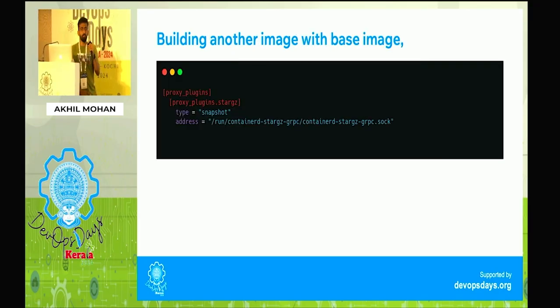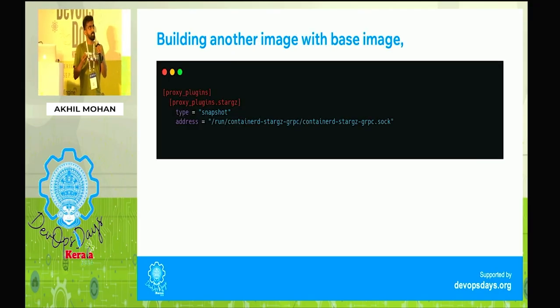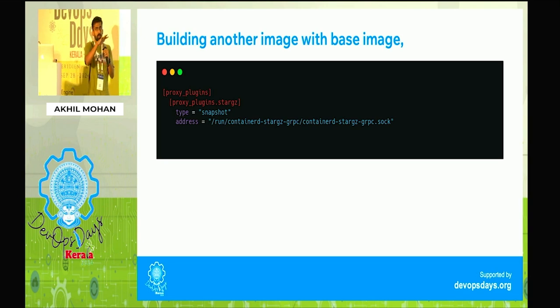So now if you want to build another image that uses another stargz image as the base image, in that case, you need to enable something called the containerd snapshotter that we mentioned previously in the containerd plugins. This is from the containerd config.toml file. If you work with Docker or containerd, you know there is already a config file present, and you can enable the stargz snapshotter plugin. Once you enable it, all the stargz files will be handled by the stargz snapshotter.